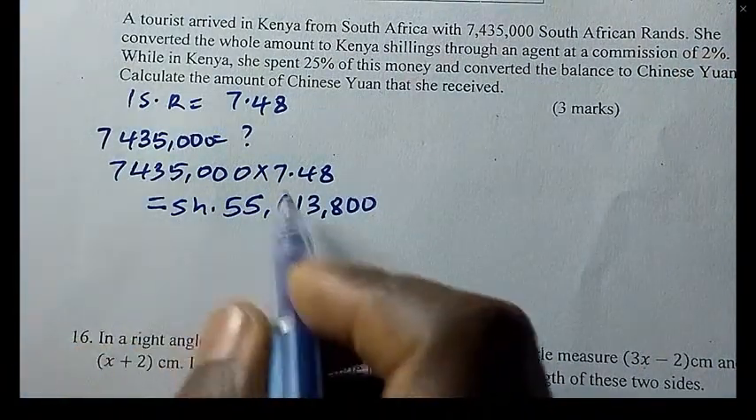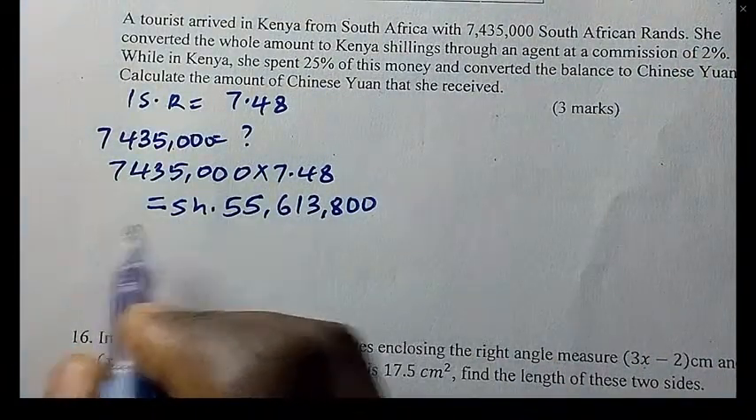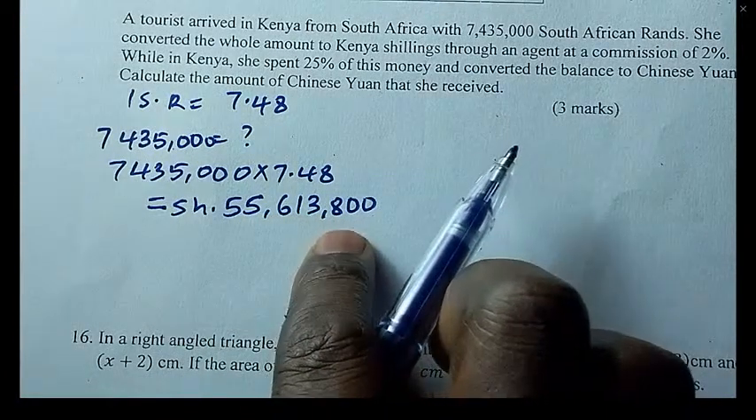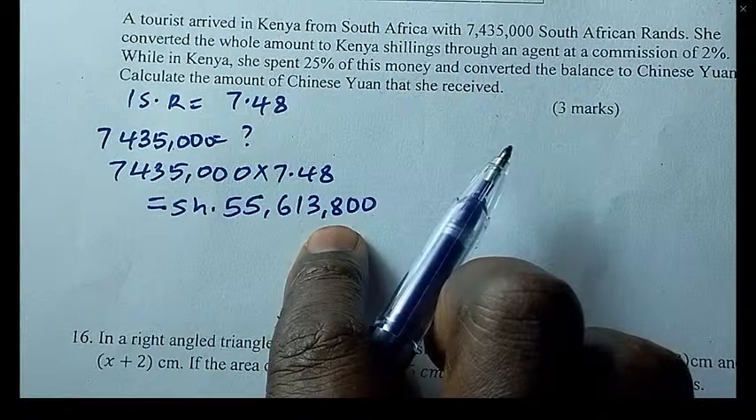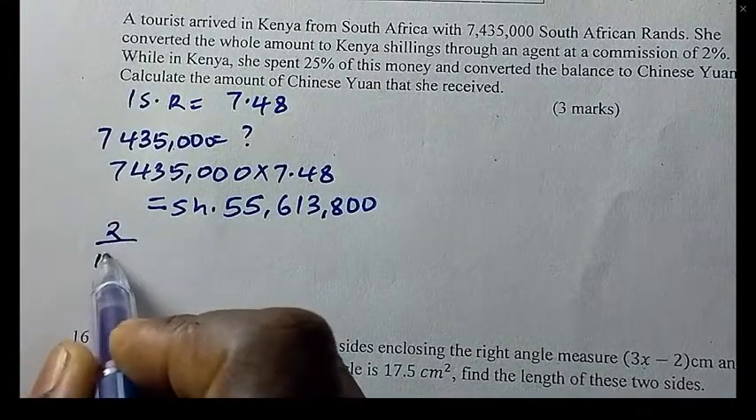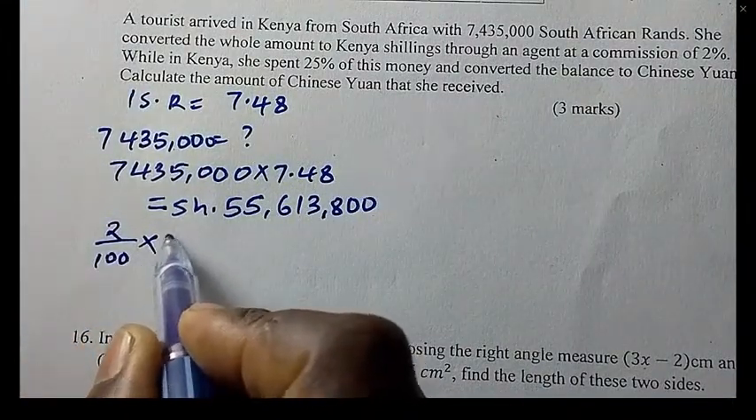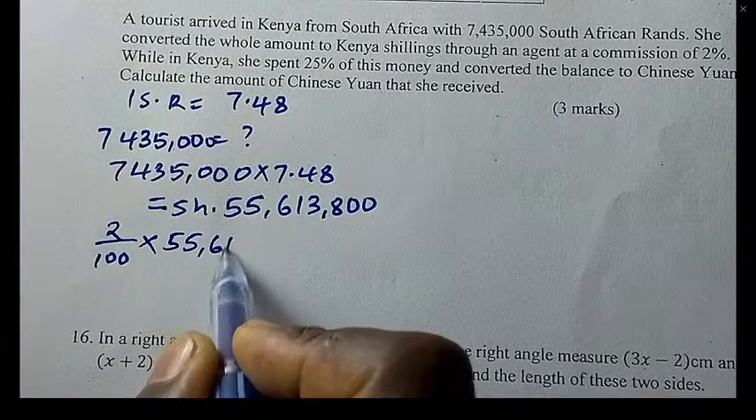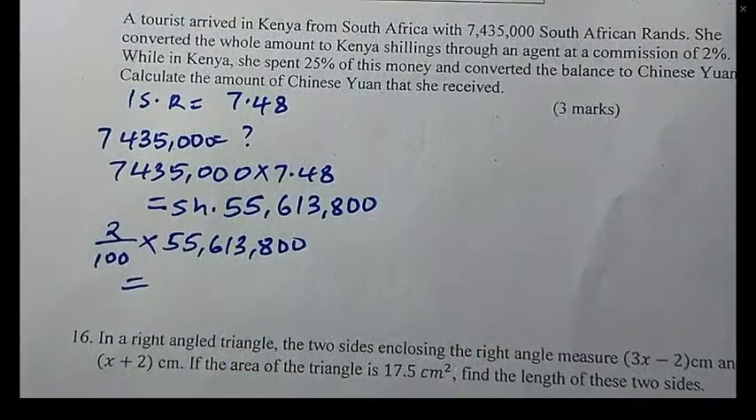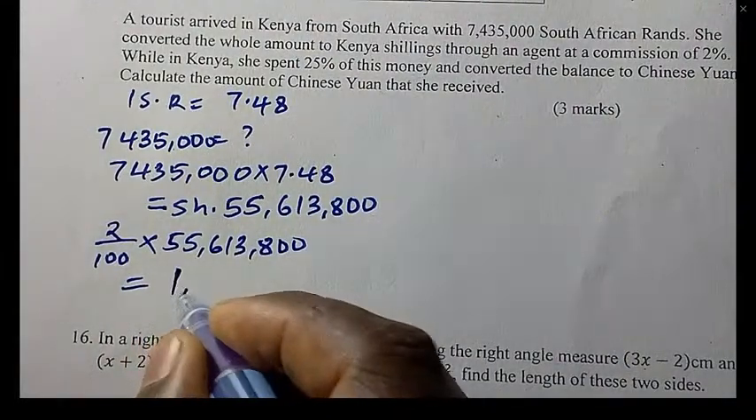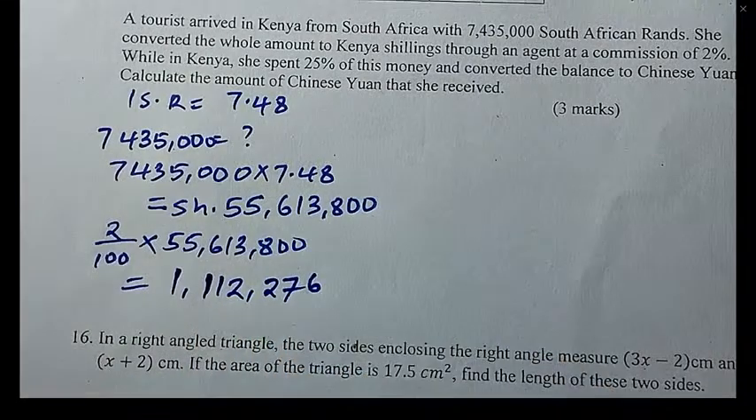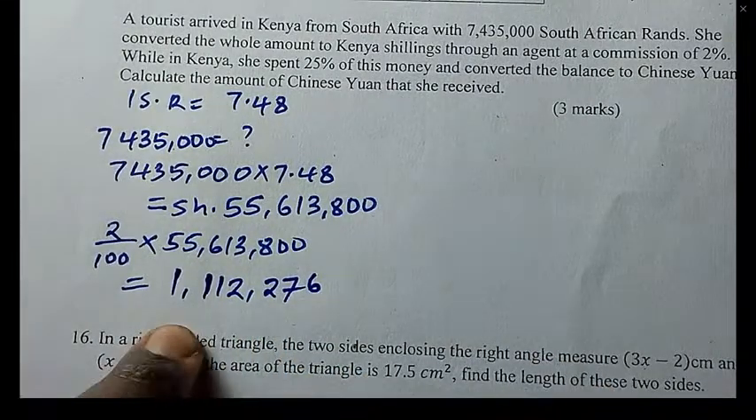So you can now get the 2% of this. So if you remove 2% of this, 98% will remain. You can go direct and do 98% of this, right? But let me go the easier way so that you may understand. That is 2 over 100 times 55,613,800. So the one who changed the money will take 1,112,276. This is the commission of the person who changed the money.